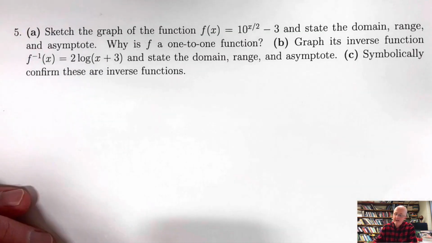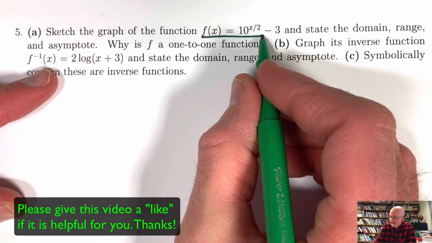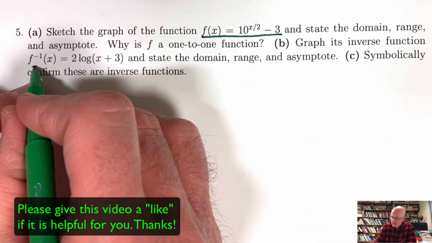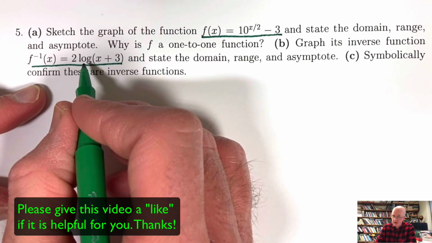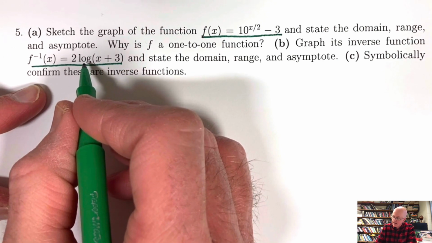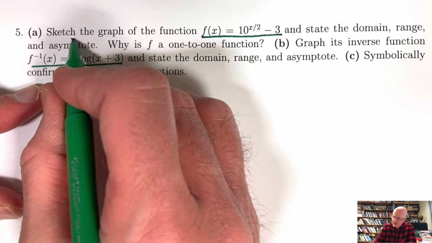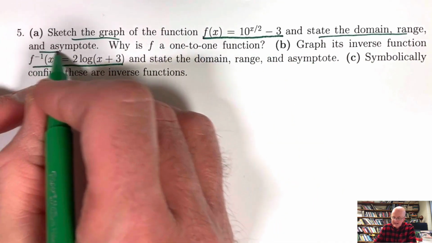In number 5, we're back to thinking about inverse functions. f of x is 10 to the x over 2, minus 3, and its inverse function turns out to be 2 times log of x plus 3, where log means log base 10, common logarithm. These are ultimately going to be inverse functions, but part A says first sketch a graph of this function, state the domain, range, and asymptote.